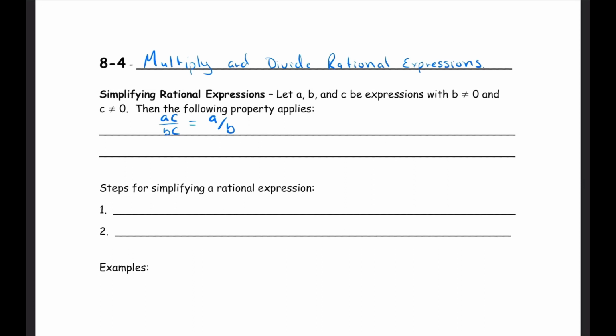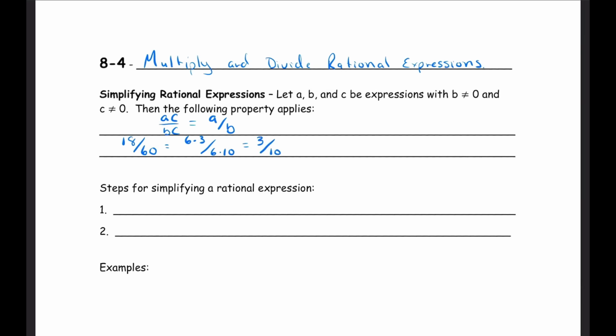Now, let's take a look at this with a number. Say something like 18 over 60. If we were to factor both of those, they would factor into 6 times 3 and 6 times 10. That 6 is common to the two factors, so we can cancel it out, giving us 3/10.